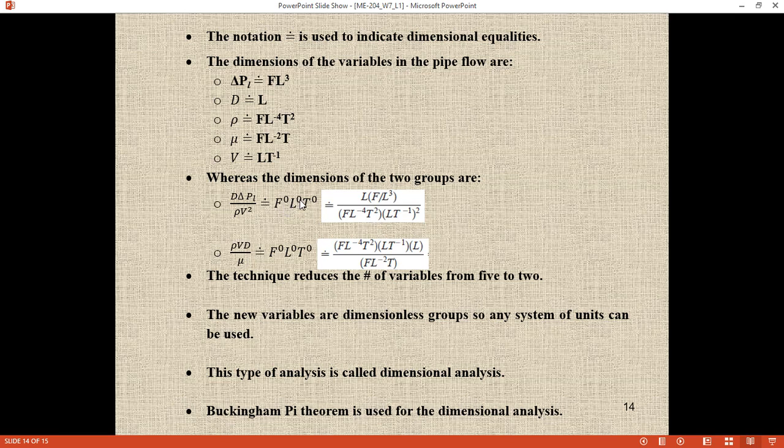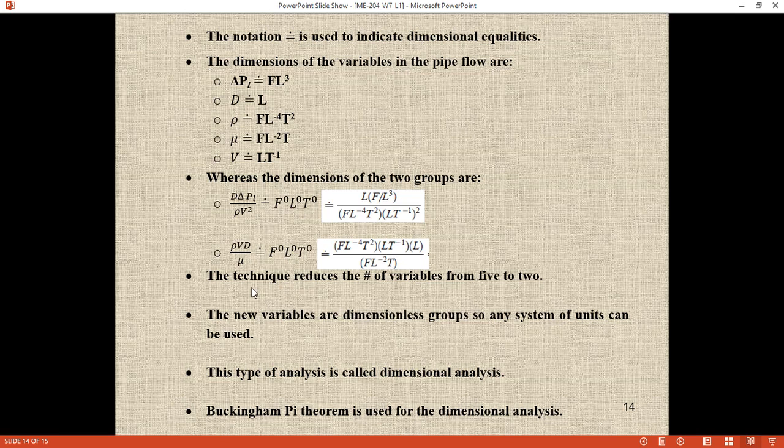This is a dimensionless number. This is 0, this is 0, equal to 1, 1, 1. So this is a dimensionless number. When you put all these dimensions in this equation, you will end up with F0, L0, T0. That means this is also a dimensionless number, so the left-hand side and right-hand side are dimensionally homogeneous.